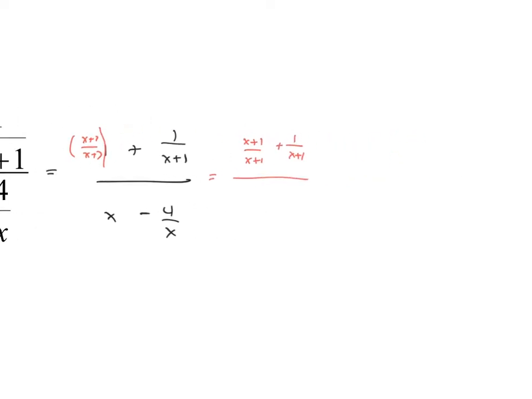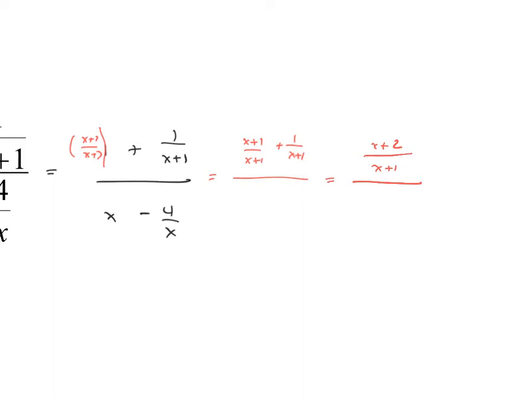And then if I combine those, because they have a common denominator, I can combine them: x plus 1 on bottom, and I'd have an x plus 2 on top. I'd have the x plus 1 plus 1. Okay, so that's written as a single fraction.